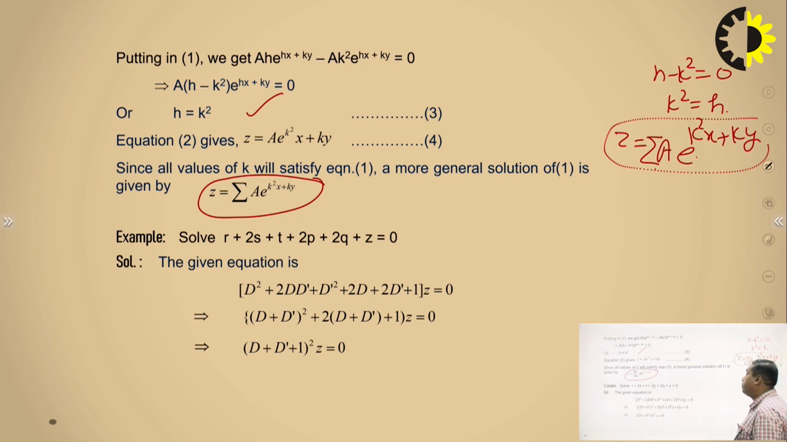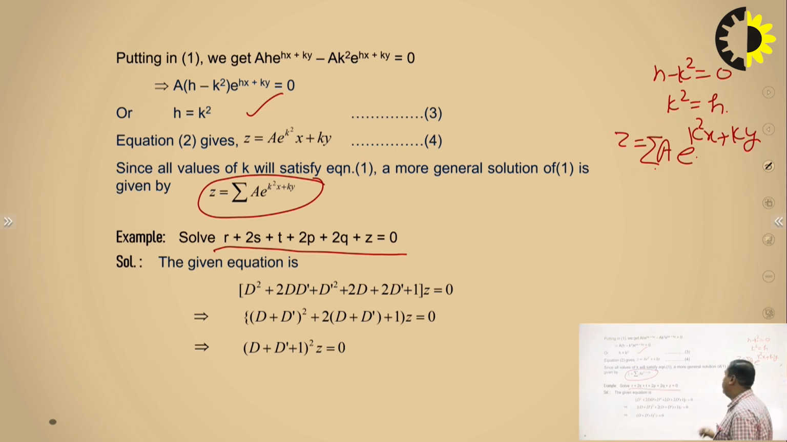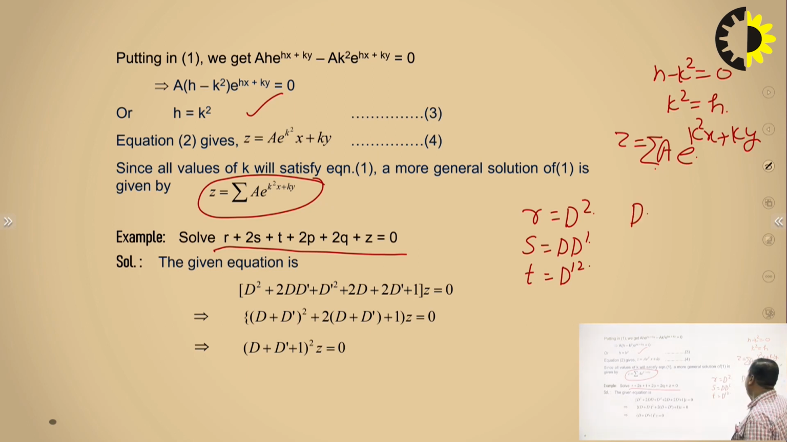Now let us take the problem for the solution: r plus 2s plus t plus 2p plus 2q plus z is equal to 0. We know that r is equal to D square, s is equal to DD dash, t is equal to D dash square, and p is equal to D, and q is equal to D dash.